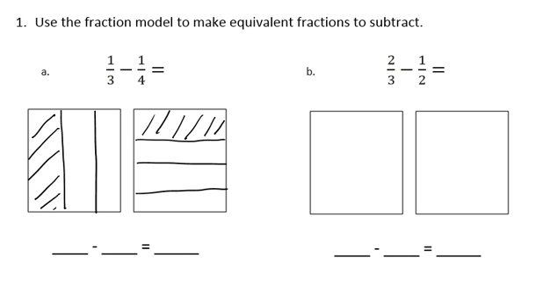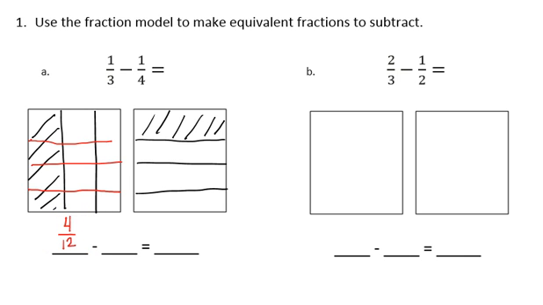The next step is to copy my 1/4 model on top of my 1/3 model. So I'm going to draw those same horizontal lines that we did with our fourths. And now I can see in the whole square I have 12 pieces, and 4 of those pieces are shaded. So 1/3 is the same thing as 4/12.